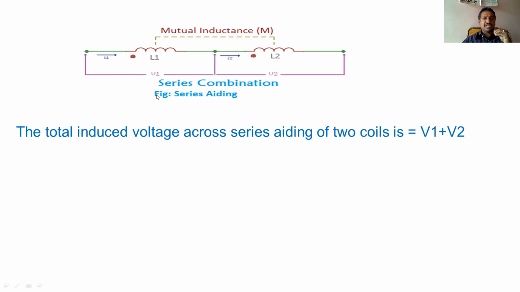Again, the voltage across coil 1, V1, contains two induced EMFs. Number one is the self-induced EMF due to self-inductance. Number two is the mutual induced EMF due to mutual inductance. Here V1 is equal to L1 into di1 by dt plus M into di2 by dt. But here I1 and I2 are both the same current I. Therefore, L1 into di by dt plus M into di by dt. Here the plus sign is because of aiding in nature, both entering the dots.